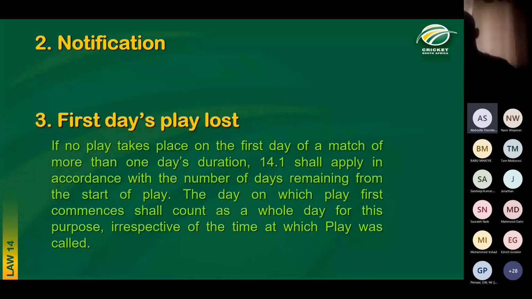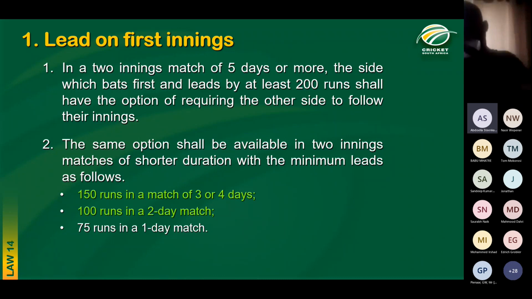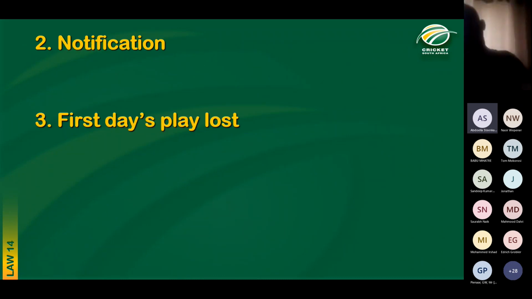In a 5-day Test match, on day one, it rains the whole of day one. Play was not called on day one. Not a single ball was bowled. Now play starts on day two, at 10 o'clock. So we lost the whole day, and in effect this is now a 4-day match. Because it's a 4-day match, when it comes to the follow-on, you now need to follow the 4-day lead, which is 150 runs.